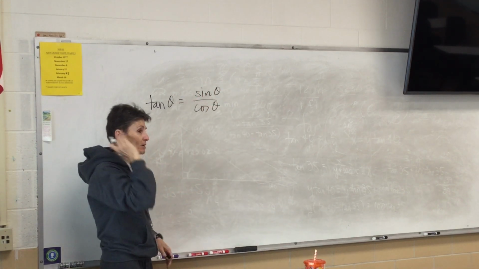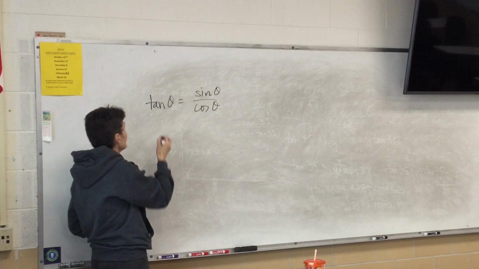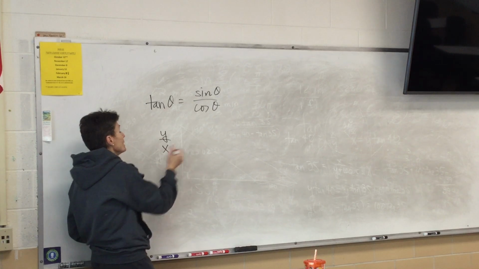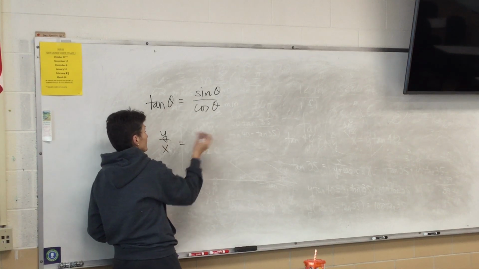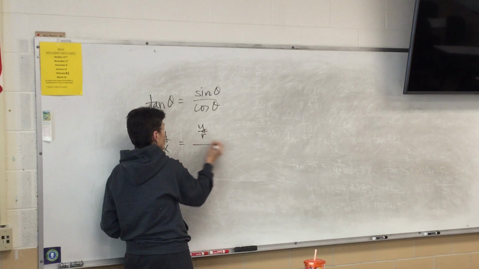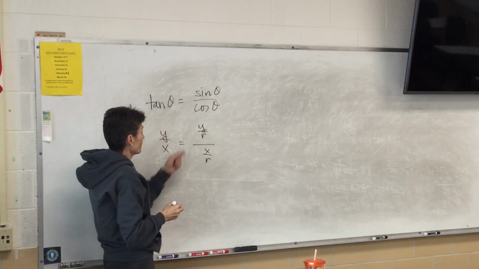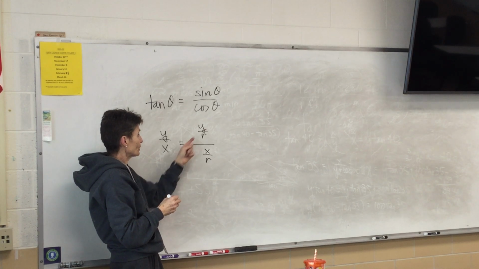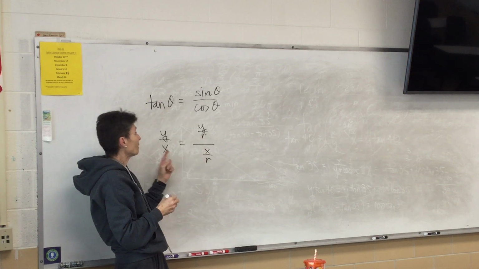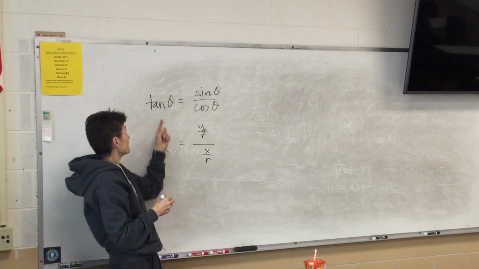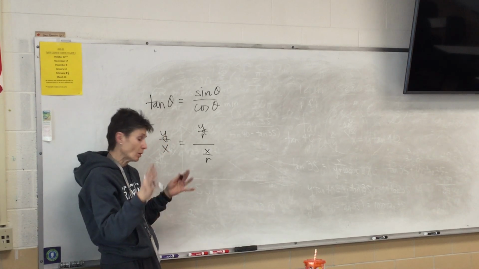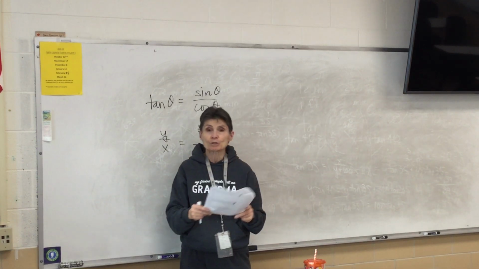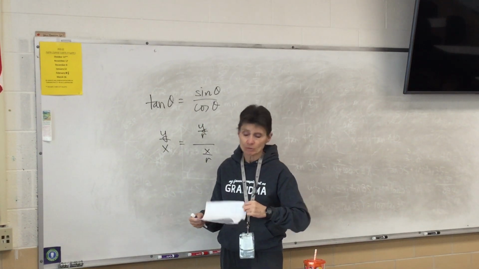Now, if you stop and think about your circular definitions, tangent is y over x, sine is y over r, and cosine is x over r. So if you put y over r over x over r, you see what happens? That becomes y over x. So to get your tangent value, you can always put your sine over your cosine. It's kind of a biggie. And then, of course, the reciprocal is true. The cotangent is cosine over sine.